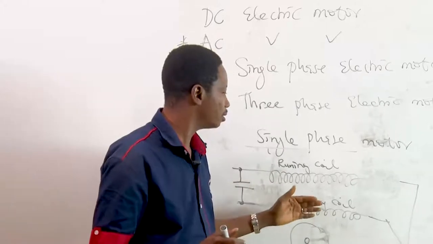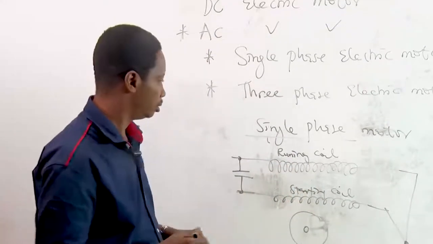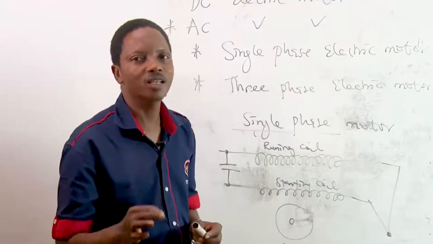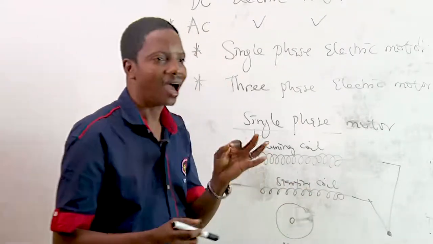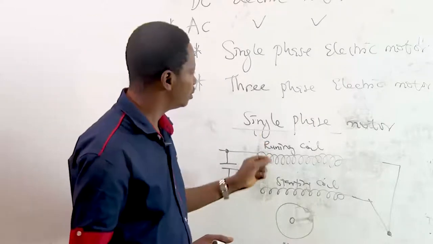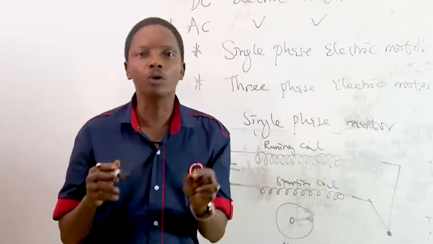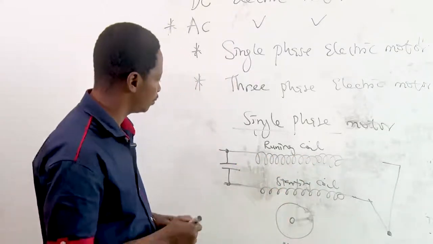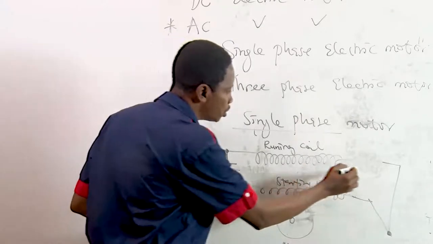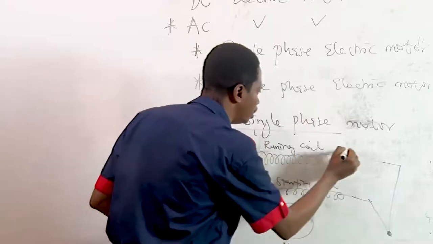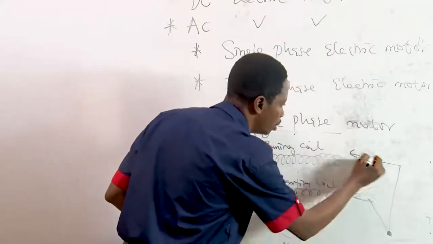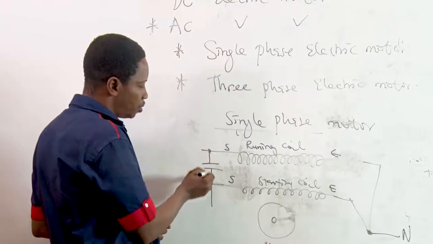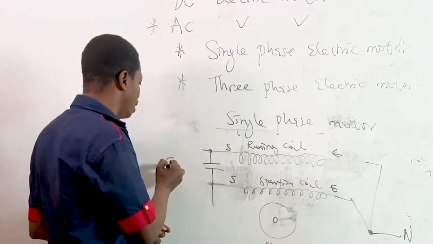How can I identify the running coil from the starting coil? One, the starting coil has less number of turns, while the running coil has more number of turns. So the running coil turns is greater than the starting coil. Then, both ends are joined together. This is start of the coil, end of the coil. Both ends are joined together, and this place is connected to neutral. Then, both starts are linked together with a capacitor.